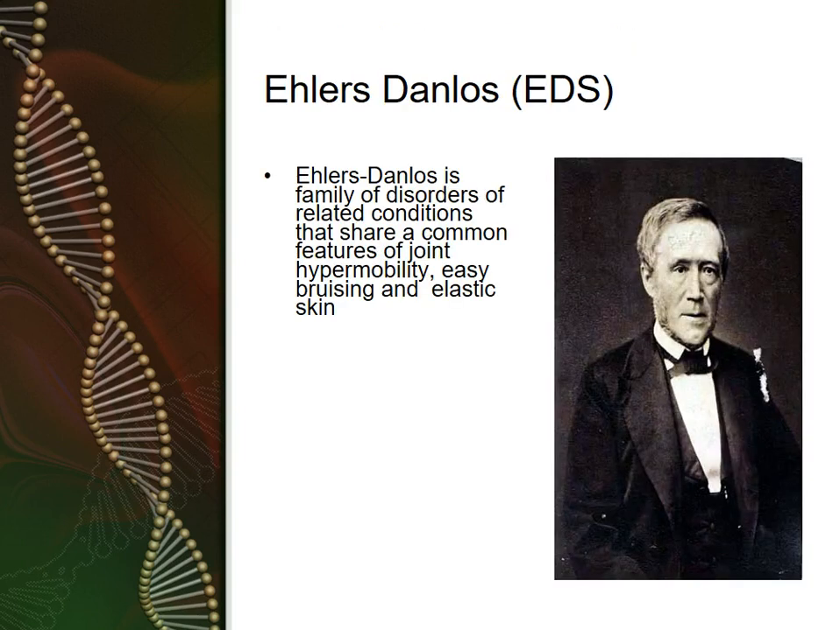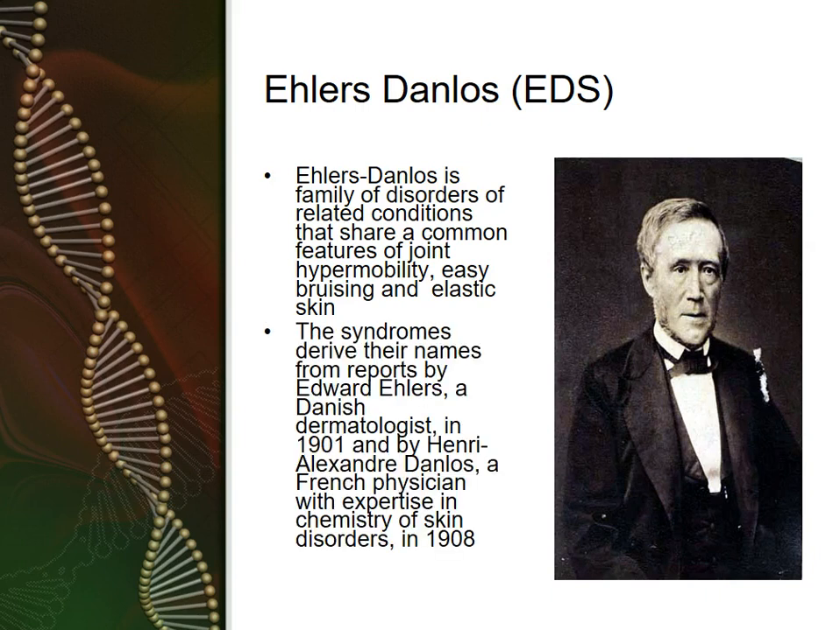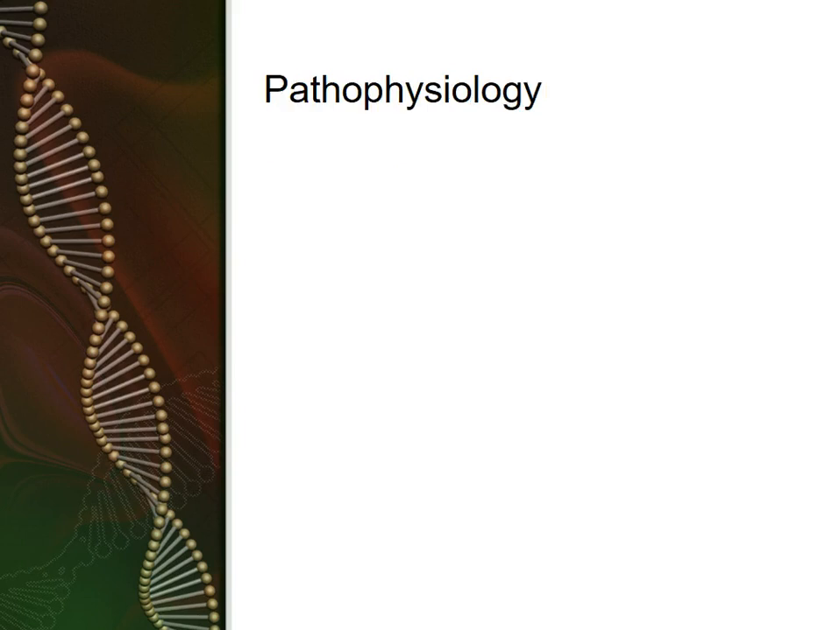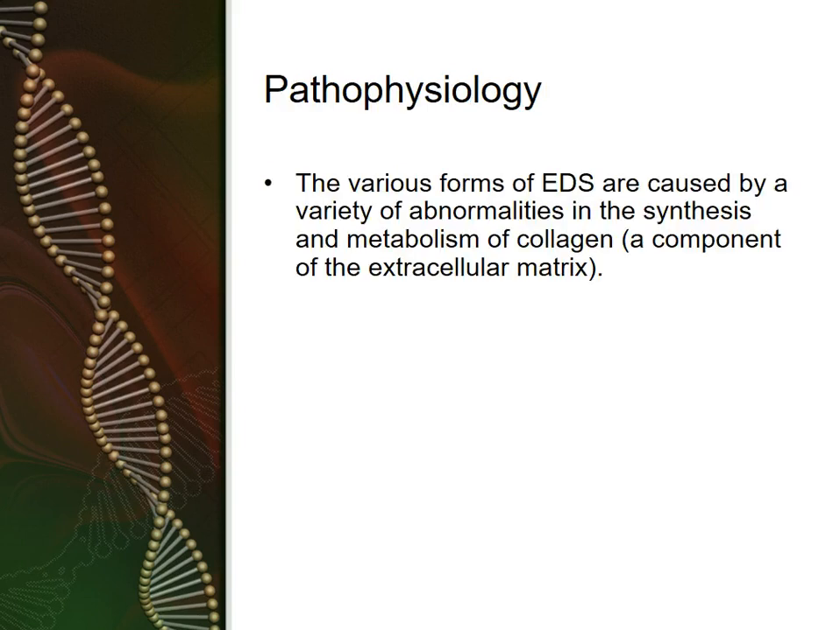As I was stating, Ehlers-Danlos is a family of disorders that's characterized by joint hypermobility, easy bruising, and elasticity. The reason that they bruise easily is because the connective tissue doesn't hold together well, so any kind of bleeding underneath the skin, that's what a bruise actually is. The symptoms derive their name from reports of Edward Ehlers, a Danish dermatologist in 1901, and Henri Danlos, a French physician with expertise in chemistry of the skin in 1908. So they were actually separate descriptions, and that's why they call them Ehlers-Danlos syndrome.